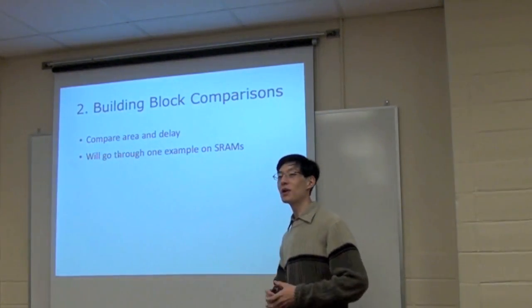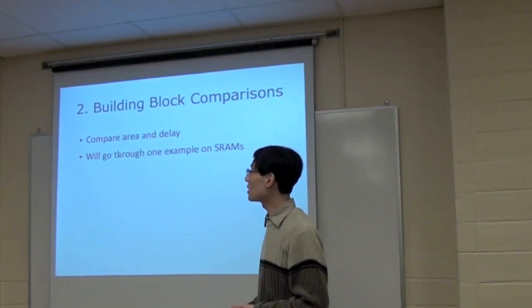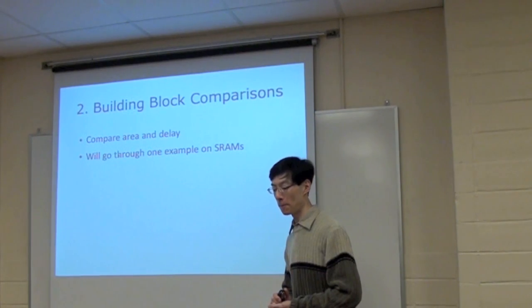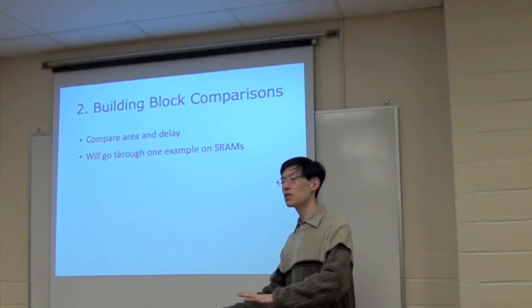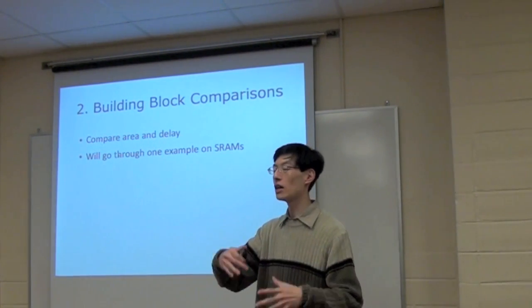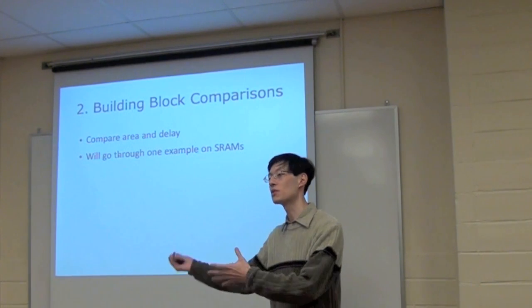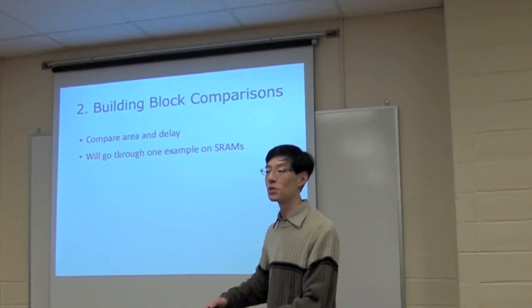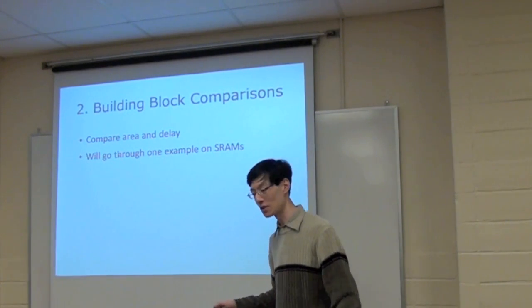So here we get to the second part of our results. In the second part, we do the same comparisons to a set of building block circuits. And then we compare the results to the overall area and delay for processors to see which blocks are better and which blocks are relatively worse. Due to time constraints, we're only going to go through one example on SRAMs.